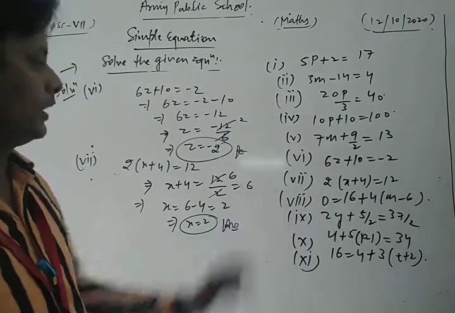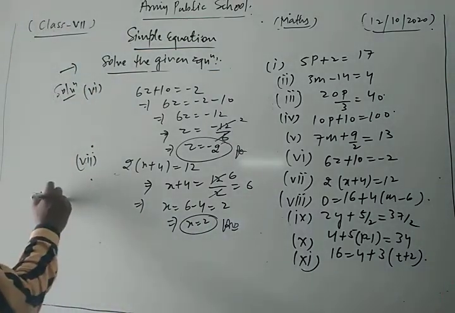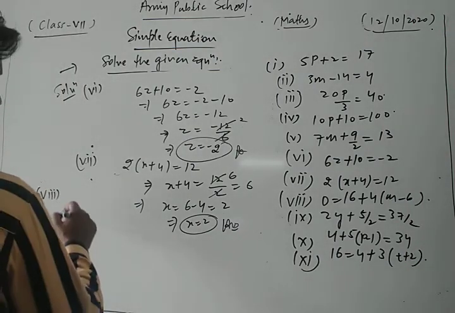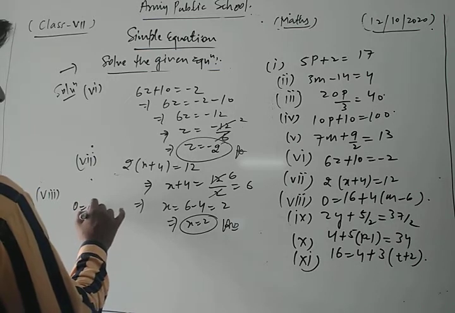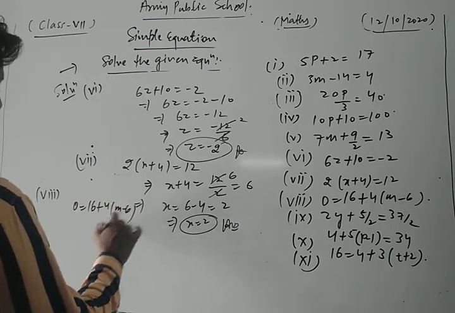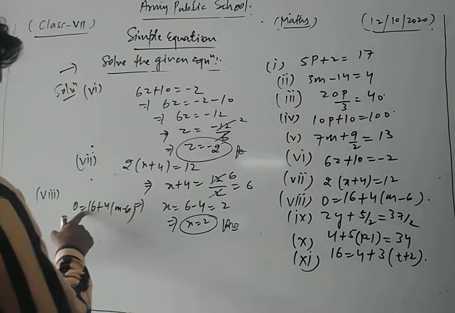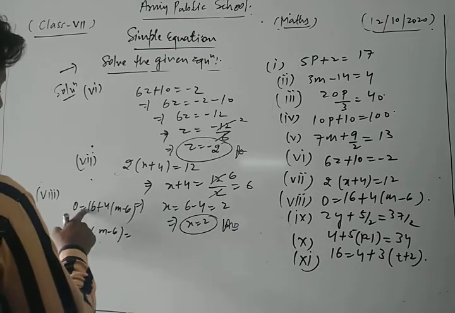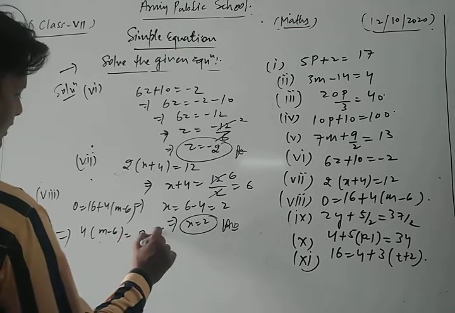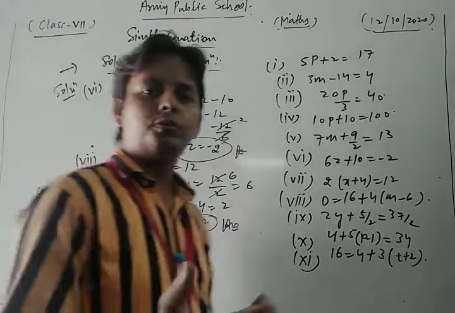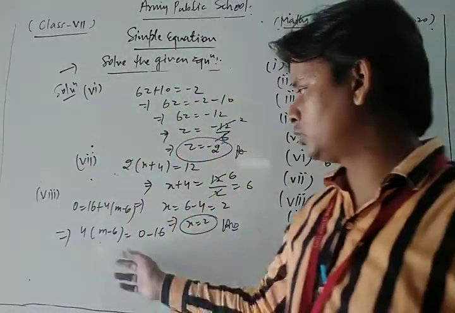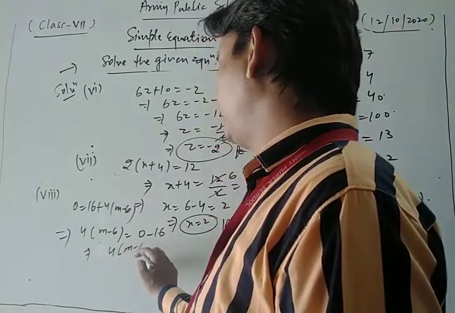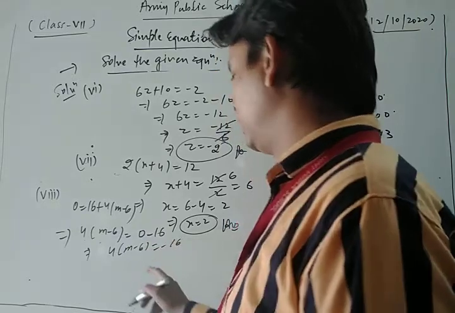Similarly, we take and solve the 8th part of this question. Let's see. We take the 8th part of this question, which is what? 0 is equal to 16 plus 4 into m minus 6. So first of all, we separate 16 to that side, so we get 4 in bracket m minus 6 is equal to 0 minus 16. A 0 means what? Nothing. So we can write it in this way. We can write 4 into m minus 6 is equal to minus 16.